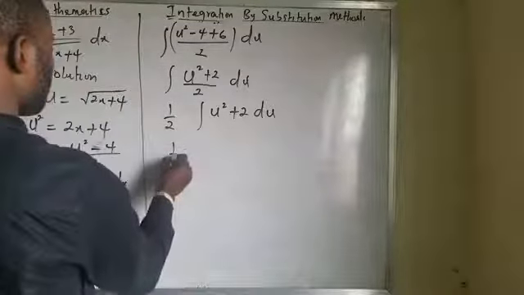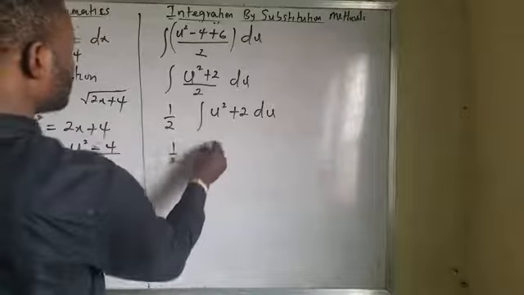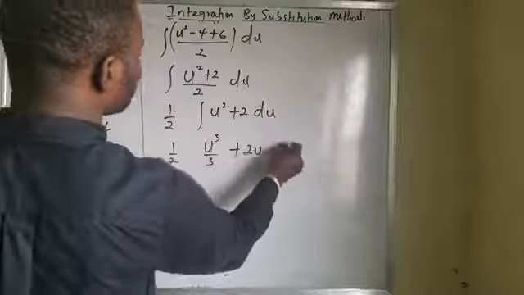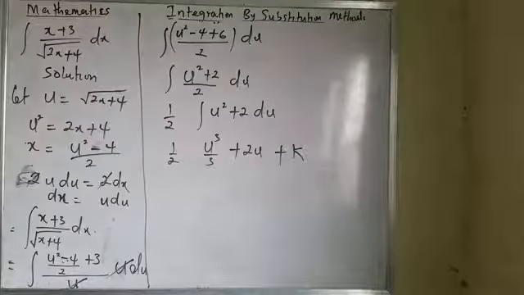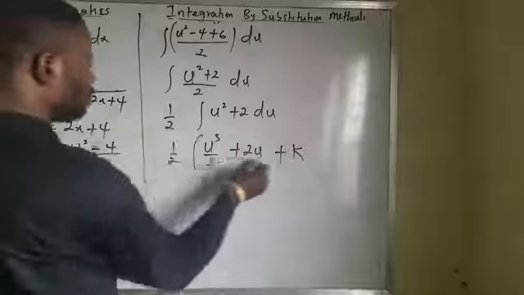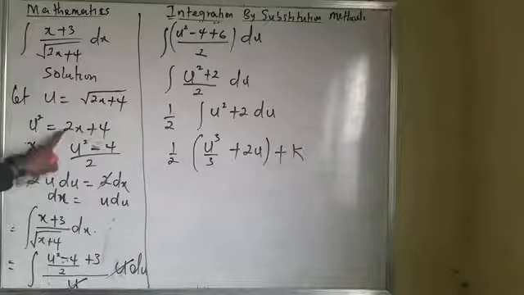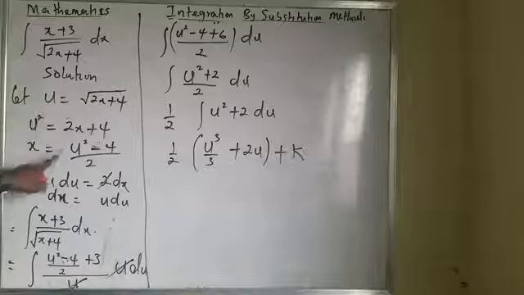Now, 1 over 2, I have u raised to the power 3 over 3, plus 2u, plus k, since it is an indefinite integral. Please make sure you put your brackets here because that too belongs to that. Now, what is my u? My u is given as this. Now, it's time to substitute.